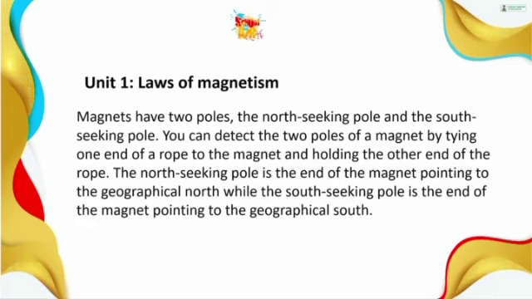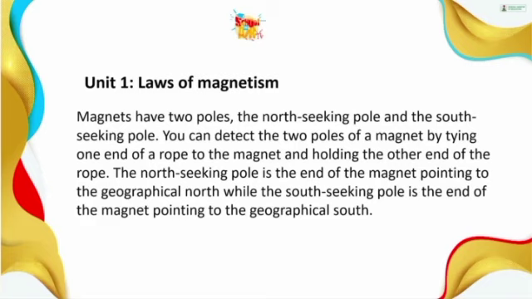Magnets have two poles. So there are two poles on the magnet, the north-seeking pole and the south-seeking pole. So we can also call them the north pole and the south pole. You can detect the two poles of a magnet by tying one end of a rope to the magnet and holding the other end of the rope.